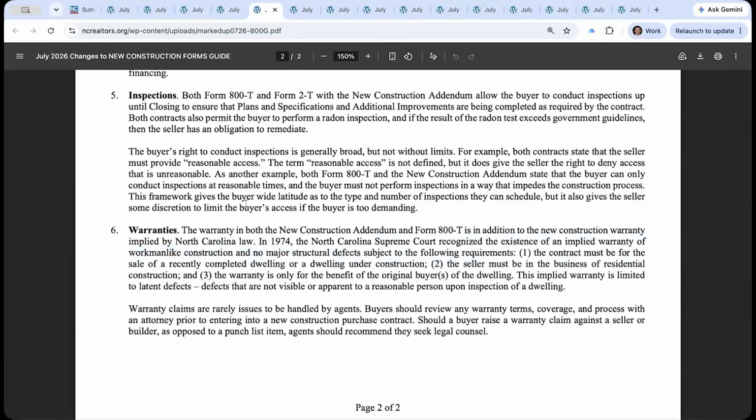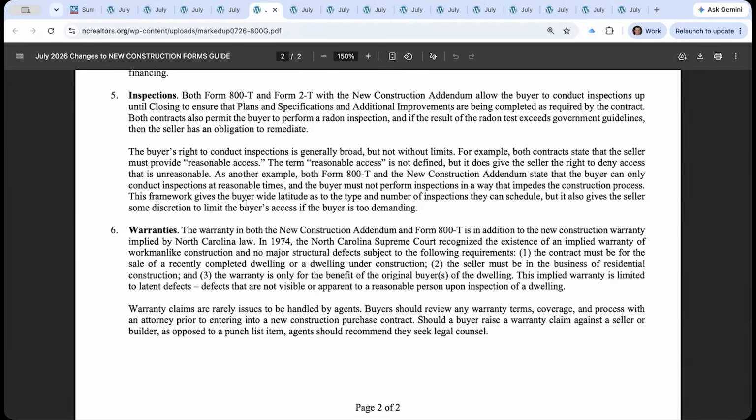So to me, if you're asking what contract should you use, it depends. Are you the listing agent or are you the buyer agent? If you're a buyer agent, then the more warranties your buyer can get, the better. And that means probably the NC Realtors forms, if you can get the builder to sign them, would probably be a better deal.